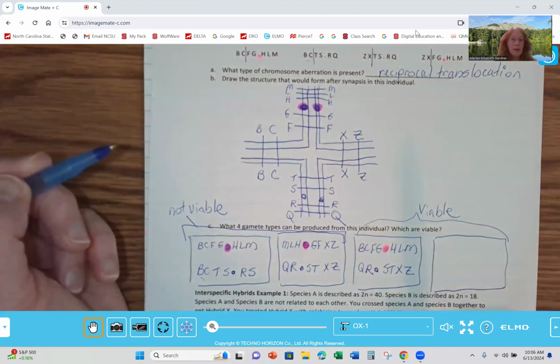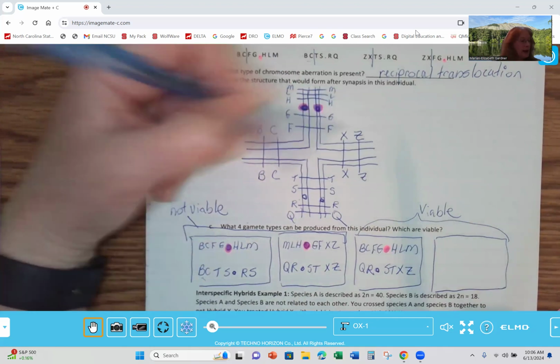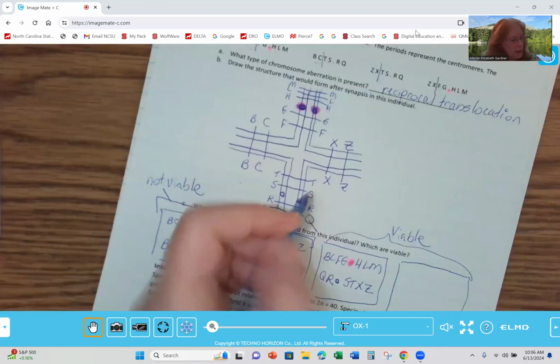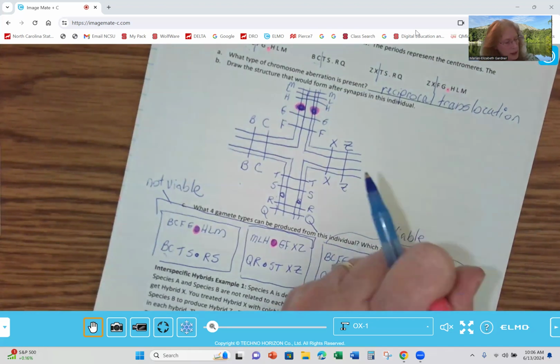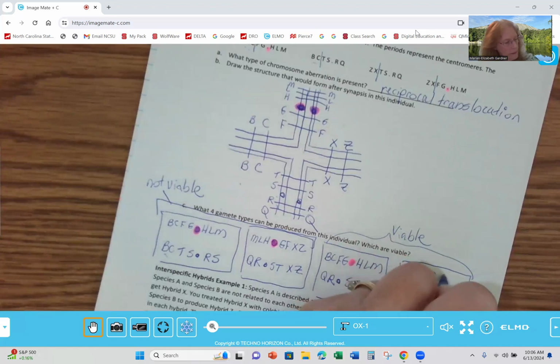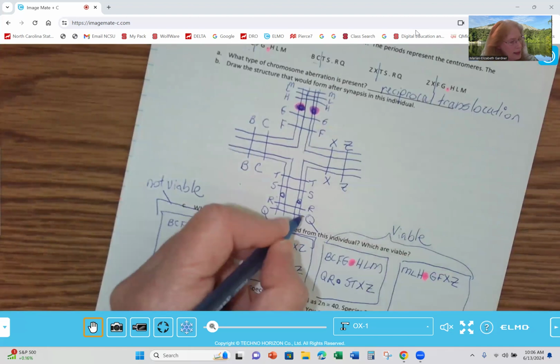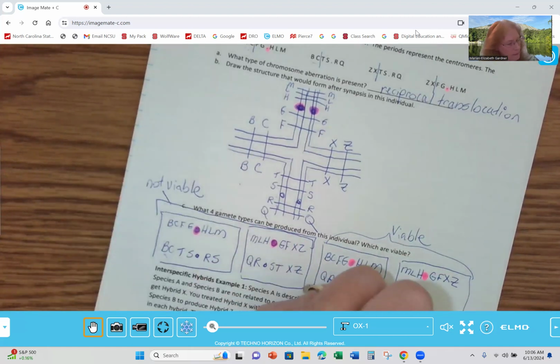Right, so that one's viable. Now we have to do the other diagonal, upper right and lower left. So MLH, pink centromere, GF, XZ, and then this one over here, BC, TS, blue centromere, or Q.